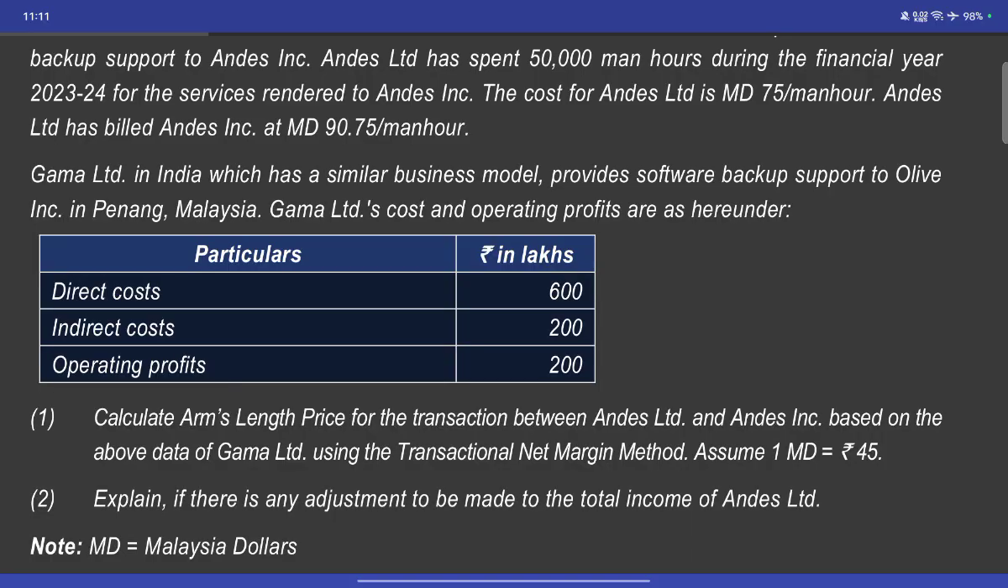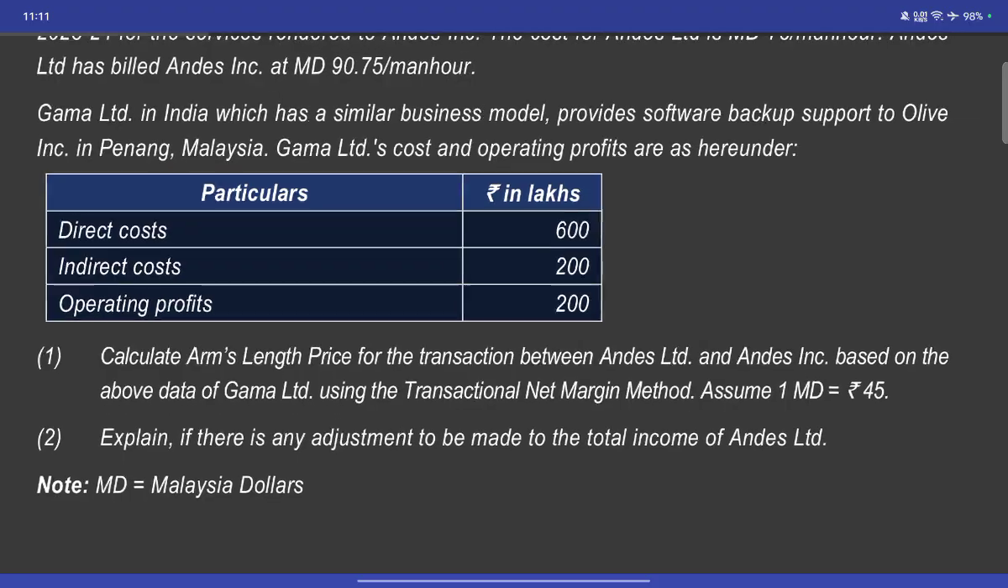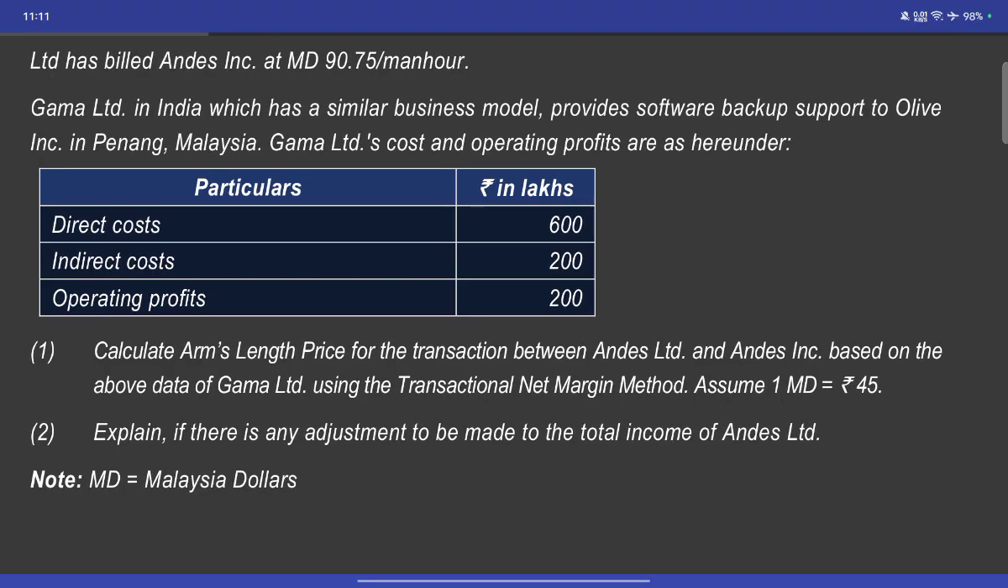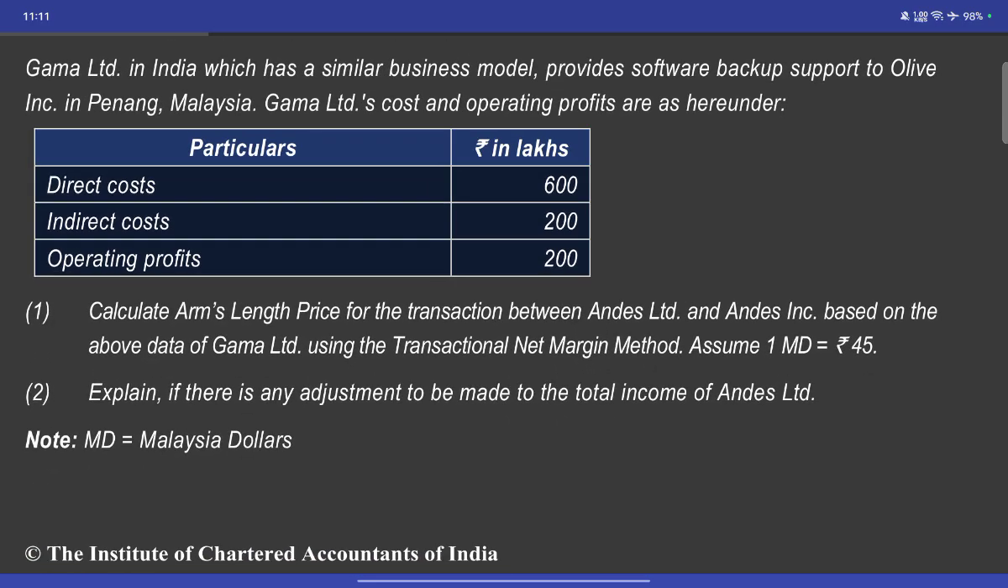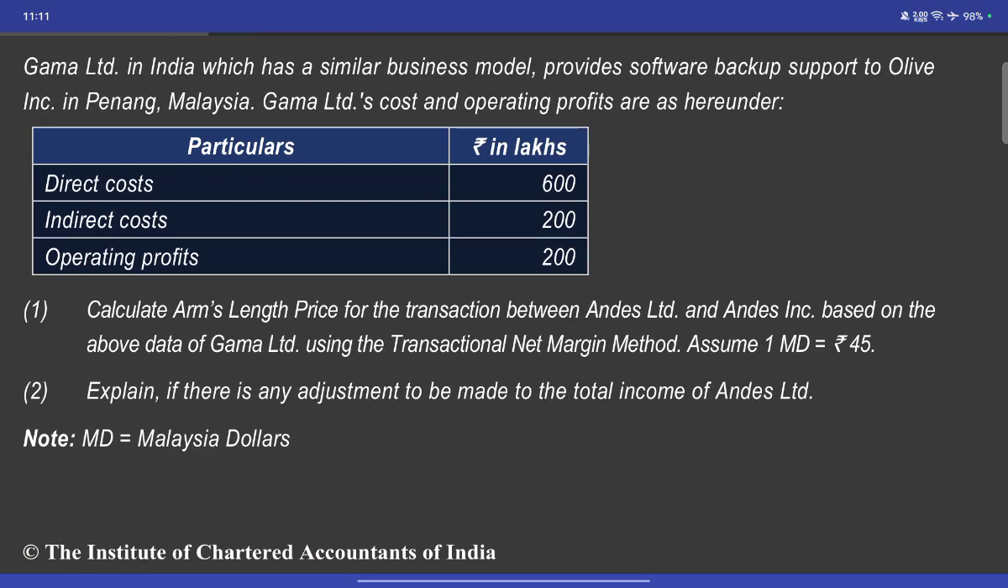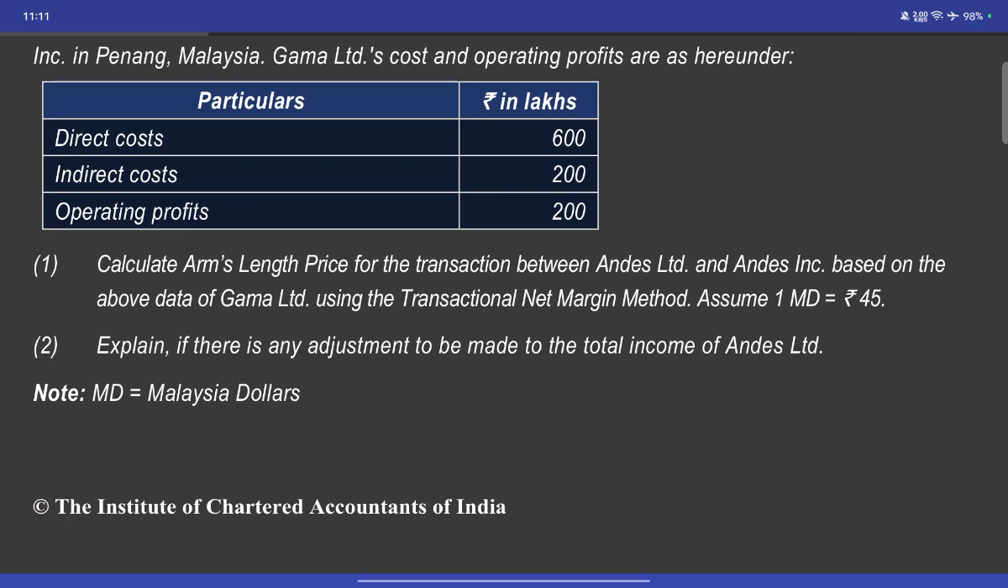There is Gamma Limited, India, which has a similar business model and provides software backup support to Malaysia. Gamma Limited's operation cost: direct cost 600 lakhs, indirect cost 200 lakhs, operating profit 200 lakhs. Calculate the arm's length price of the transaction between Andy's Limited and Andy's INC based on the above data. Gamma Limited is using the transactional net margin method. Explain whether there is an adjustment to be made in the total income.